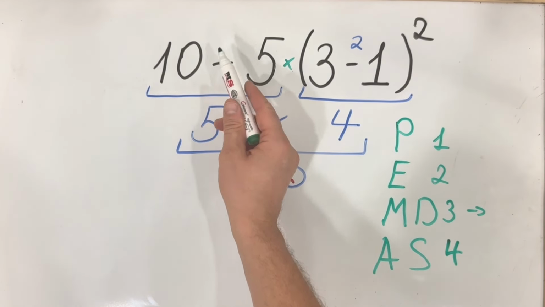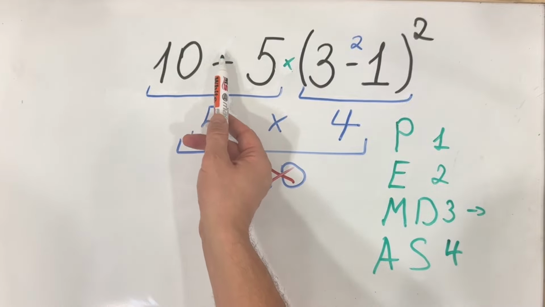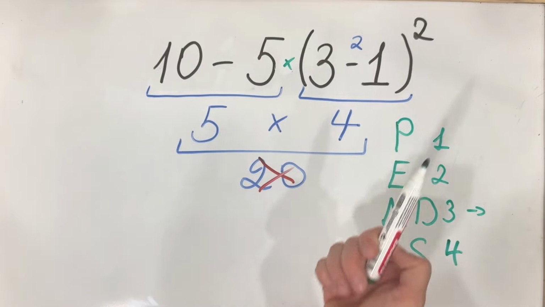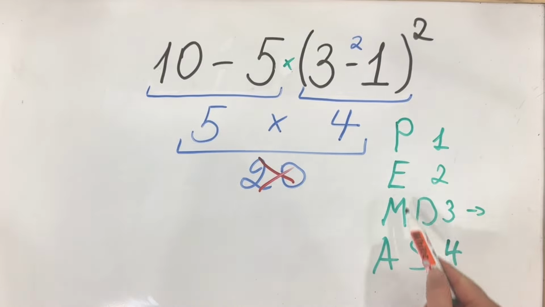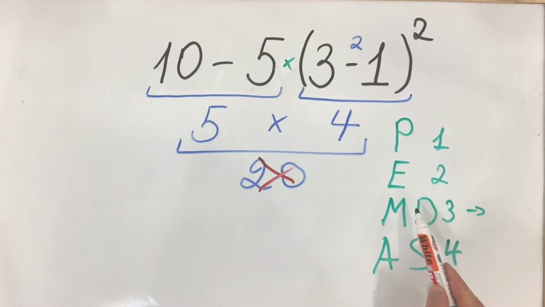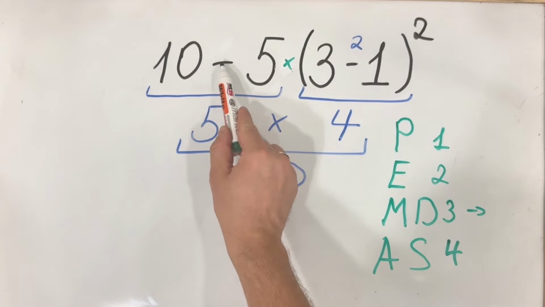So we have the subtraction here. So we cannot first do the subtraction, then do the parentheses and then multiply, because it suits us. No, there are rules, which is PEMDAS, the order of operation. So therefore, parentheses first, exponent second, multiplication and division third, and addition and subtraction fourth.